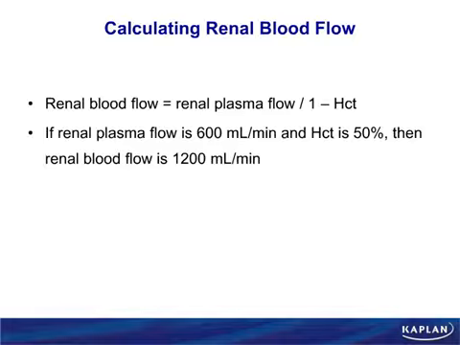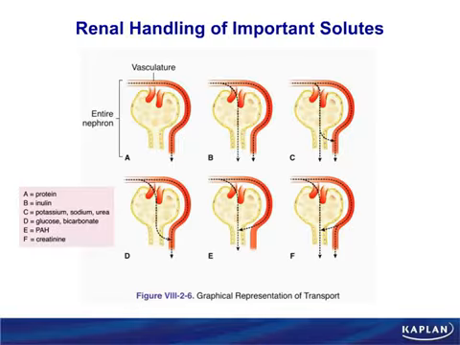Now, if they tell you the renal plasma flow is 600 milliliters per minute and the hematocrit is 50%, you could just simply double the renal plasma flow and the renal blood flow will be 1200 milliliters per minute. So this is an equation that you should be familiar with. Okay, so graphical representation of important solutes. This is something you should be familiar with. Let's go through each one.